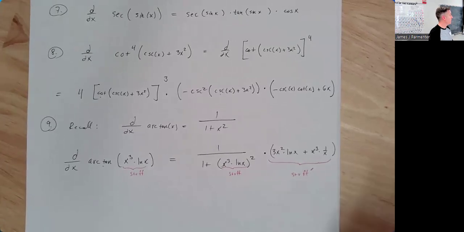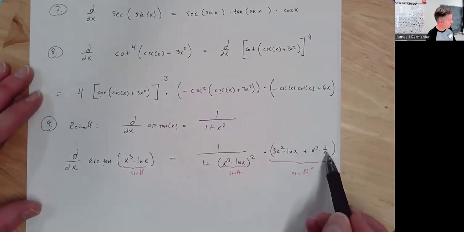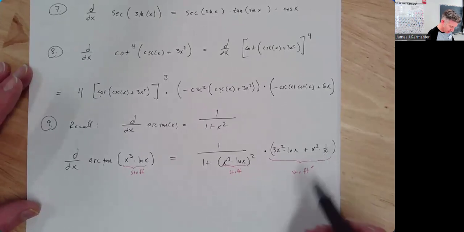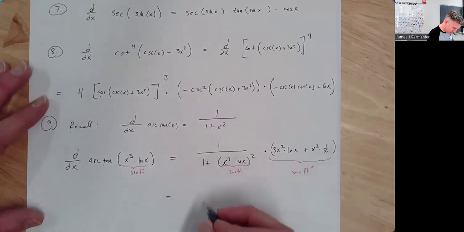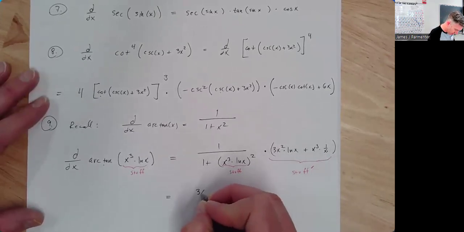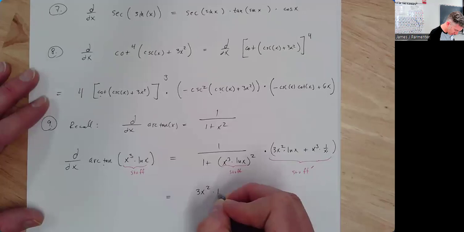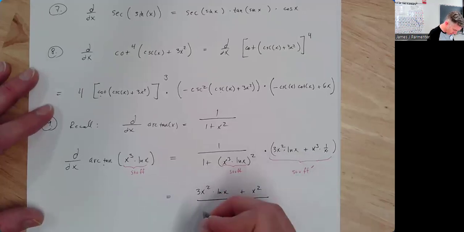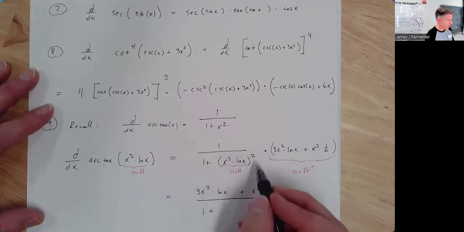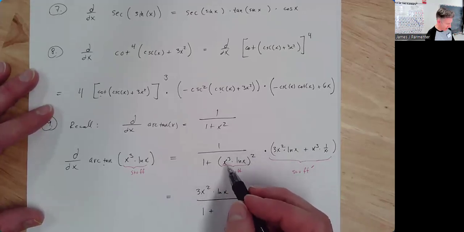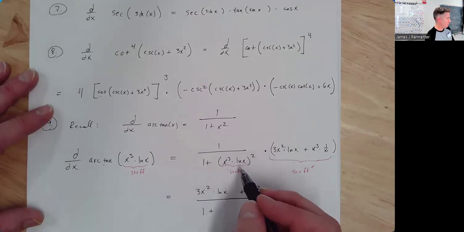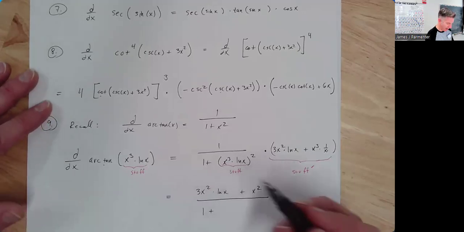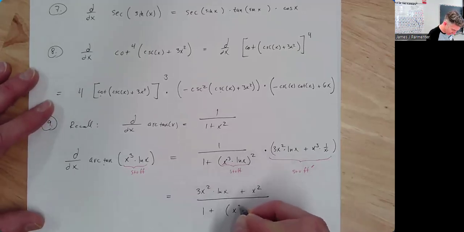But if you want to simplify this, I'll point out the x cubed times 1 over x would simplify to x squared. And so you could rewrite this as a numerator of 3x squared times natural log of x plus x squared over a denominator of 1 plus. I probably wouldn't multiply this out. You could write this as x to the 6th times natural log of x quantity squared, but I don't think that's worthwhile. I would probably just leave it as x cubed times natural log of x squared.